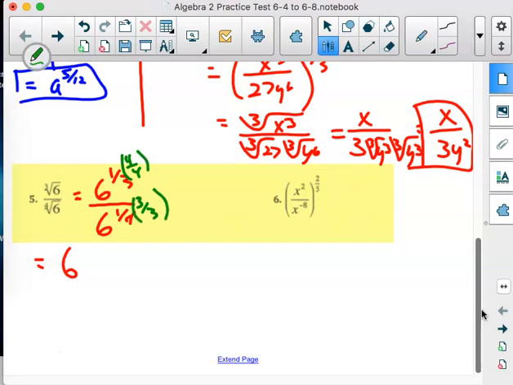So on the top, we would have 6 to the 4/12. And on the bottom, 6 to the 3/12. Now, what did you say we're supposed to do with those again? Subtract. Oh, that's pretty easy. 4 minus 3 is 1. 6 to the 1/12.